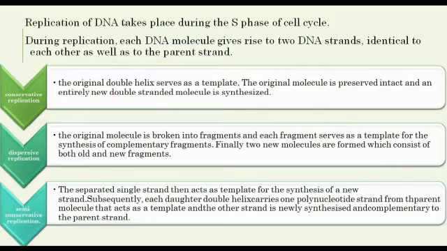Replication of DNA takes place during the S phase of the cell cycle. So during replication, each DNA molecule gives rise to two strands of DNA which must be identical to each other as well as to the parent strand. So what are all the methods for this? We can see this as a conservative replication or a dispersive replication or a semi-conservative replication.